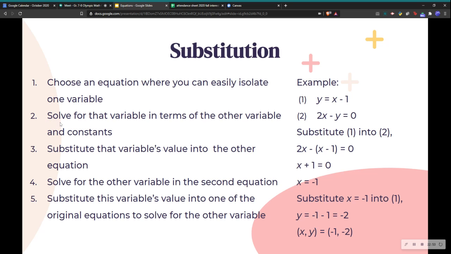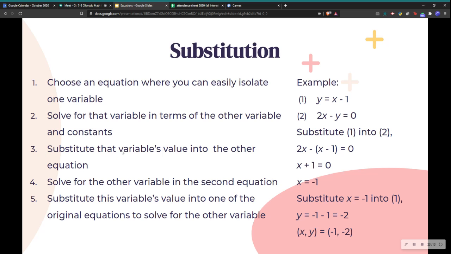And for the second step, you have to solve for that variable in terms of the other variable and constants. So we were talking about equation 1. We already had this step done for us. So y is equal to the other variable and subtracting a constant. So it's perfect. We skip step 2.